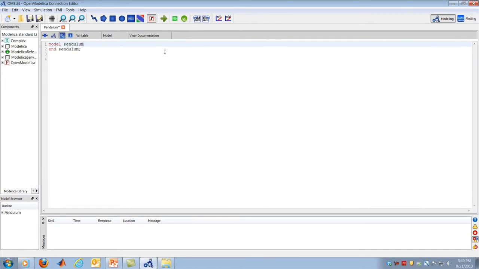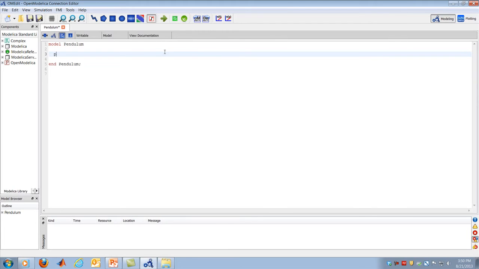The first thing I'm going to do is create the model parameters, and then I'm going to create the model variables, and then I'm going to write down the set of equations governing the model. And then finally, I'm going to simulate the model and see what it tells me. So the model has parameters: the mass of the pendulum and the length of the pendulum. Those are basically the two big parameters that we need to think about here.